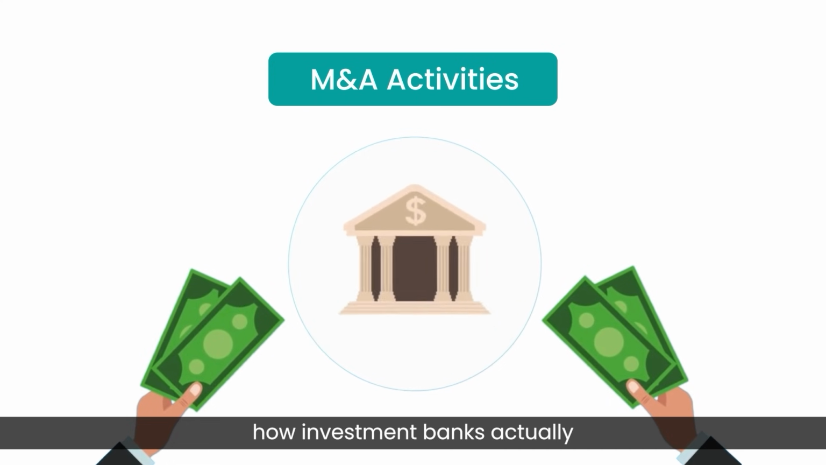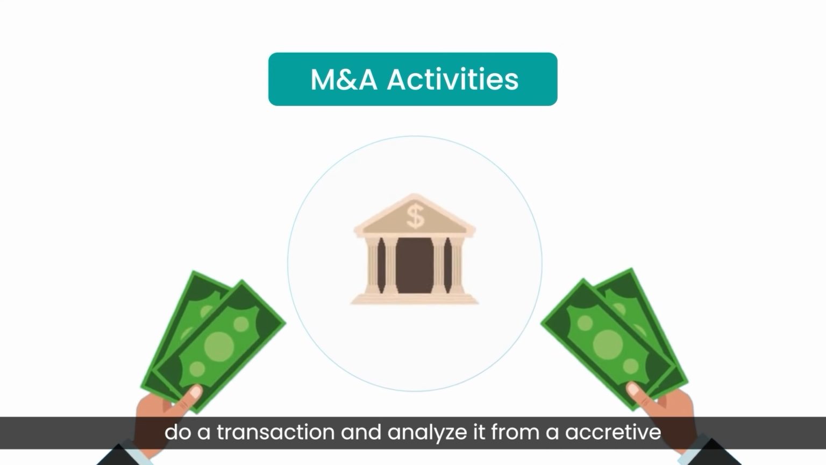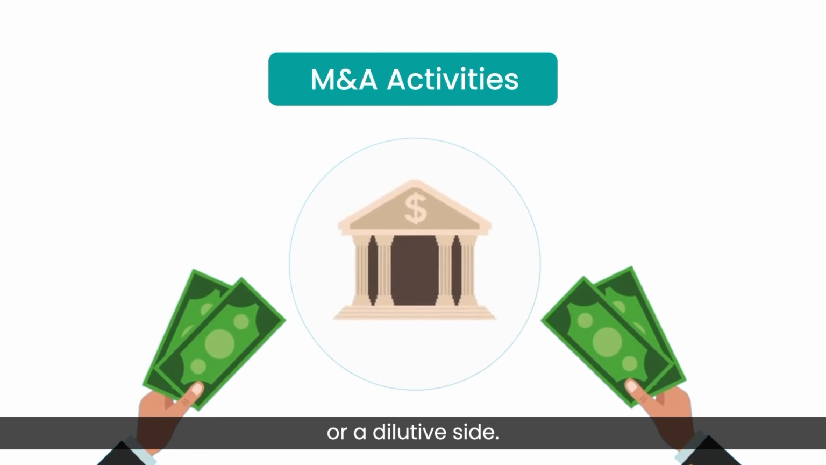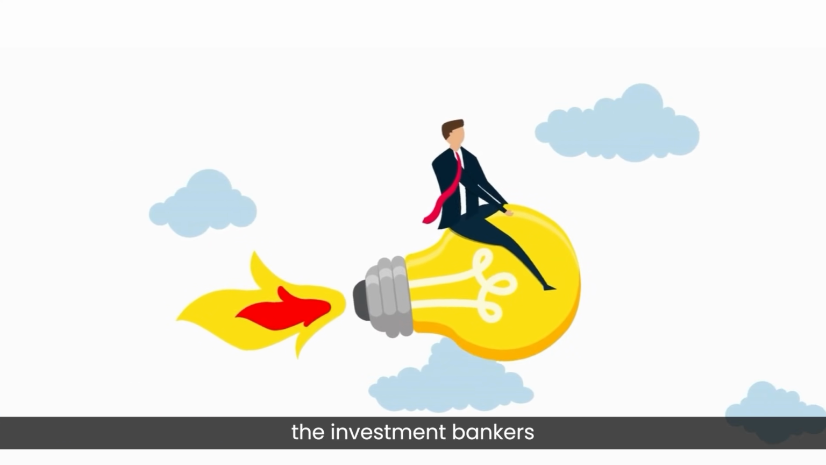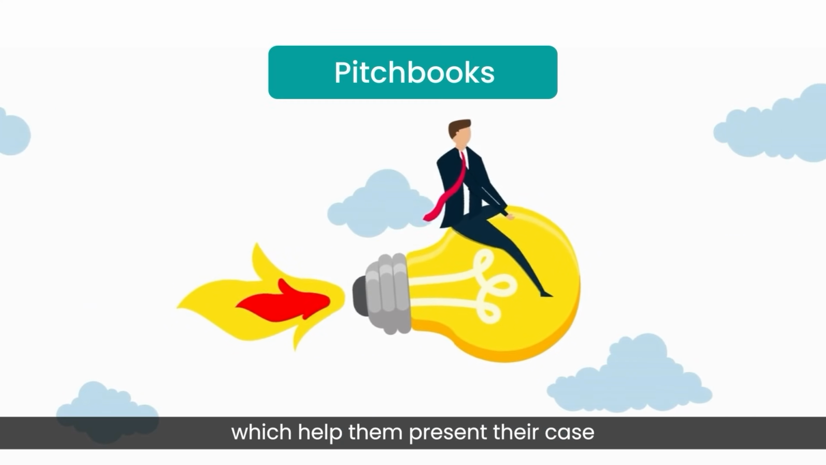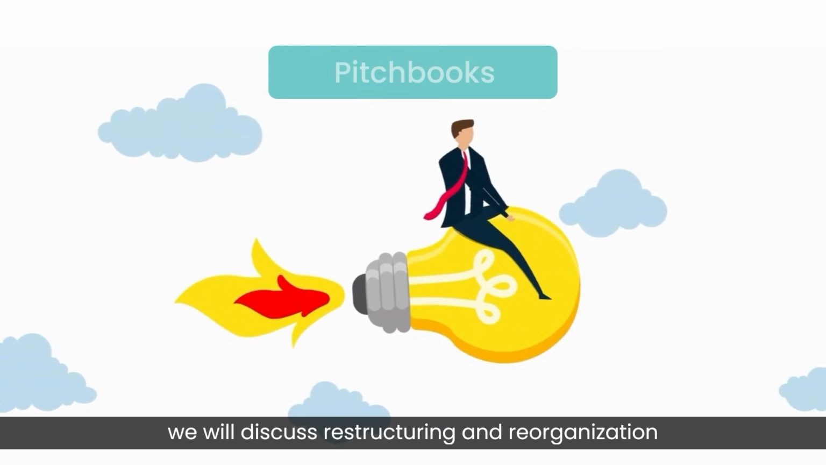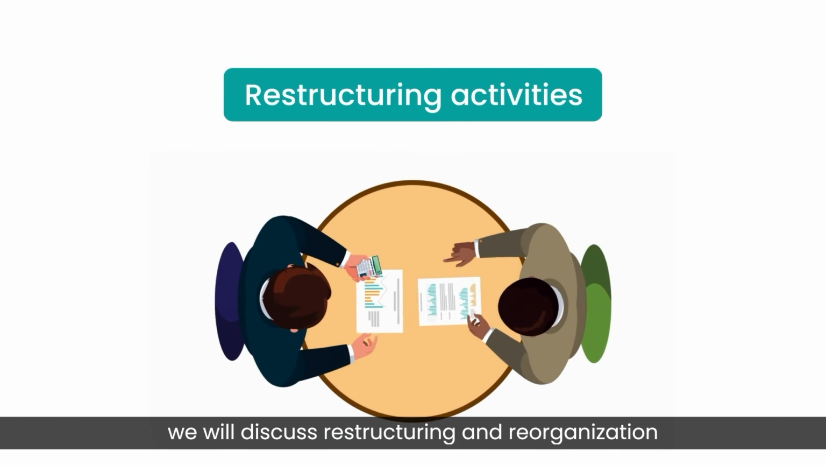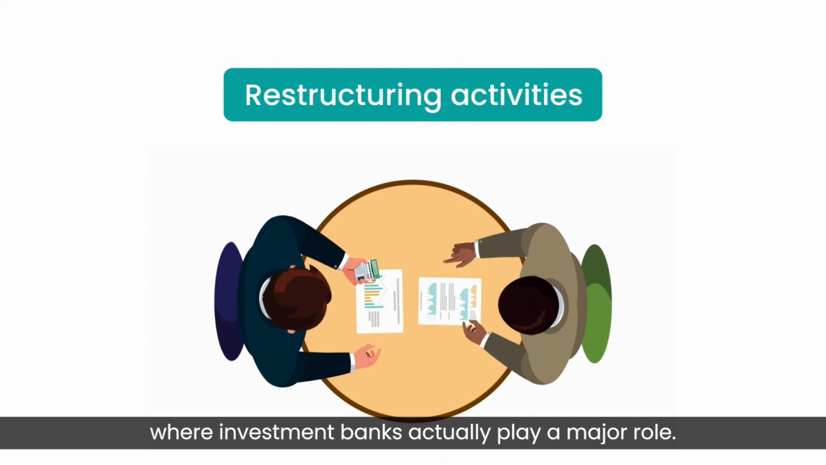We will flip through how investment banks actually help companies do a transaction and analyze it from an accretive and a dilutive side. We will, in short, also focus on how investment bankers go about making a pitch book for an investment bank, which helps them present their case to potential investors. And lastly, we will discuss restructuring and reorganizational related aspects where investment banks actually play a major role.